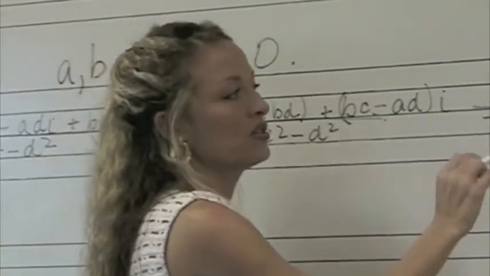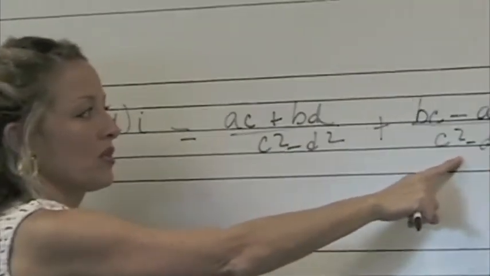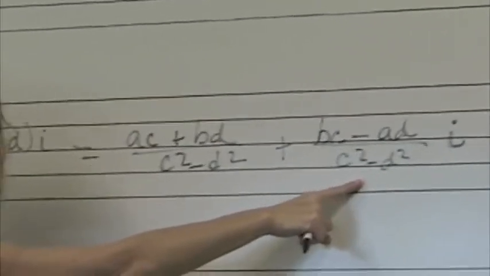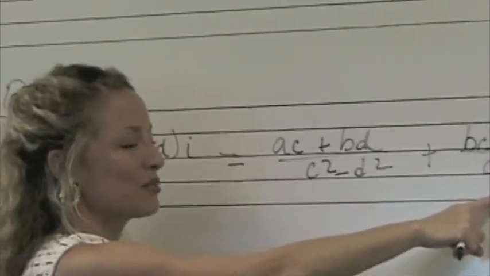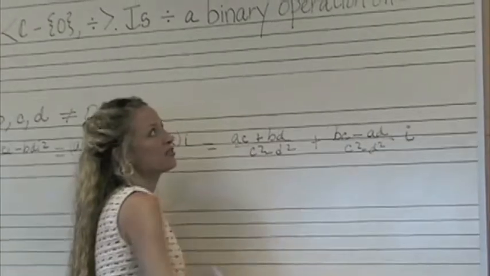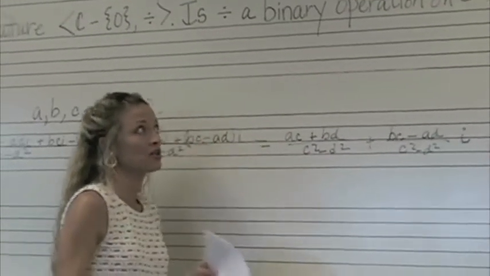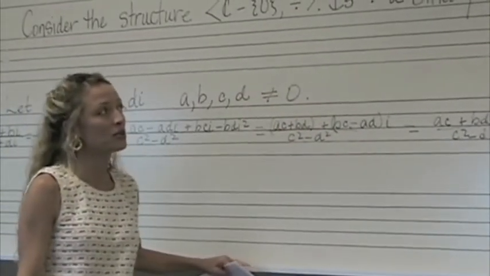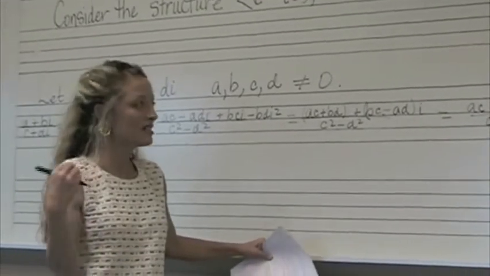Since we come up with these two normal numbers, if you want to call them, at the end, not complex numbers, times i, division is actually a binary operation on the complex numbers, taking out 0.